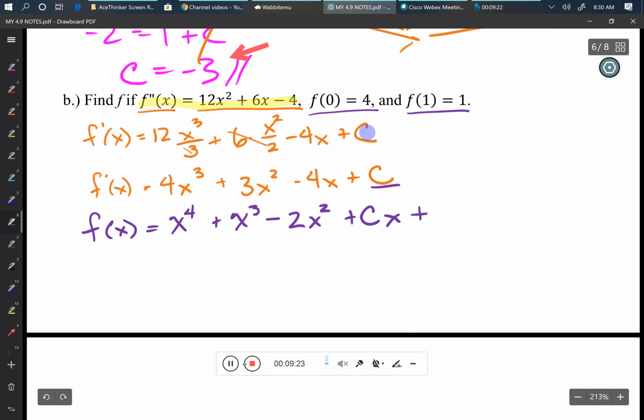And now I'll be tempted to do this, but I can't. Because if I write plus c on the end, then what I'm saying is that that and that are the same number. And they don't have to be the same number.